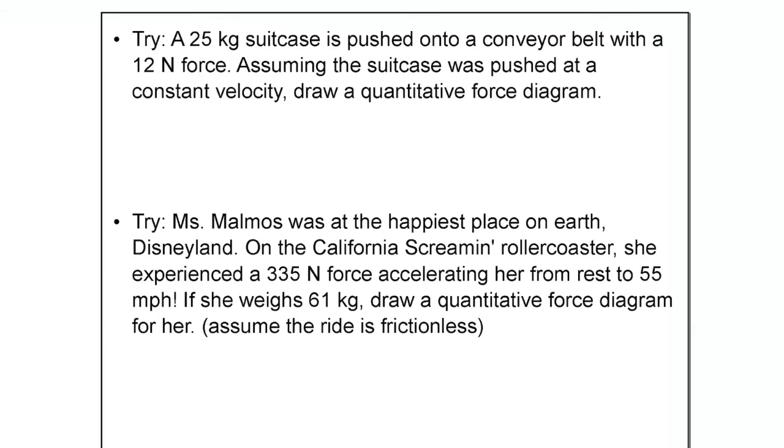So, I'm going to just diagram because I always have to diagram. A 25 kilogram suitcase. That was bad. I'm going to try again. There we go. A 25 kilogram suitcase. It's being pushed onto the conveyor belt with a 12 Newton force. I'm just going to say that way. 12 Newton force. And it is being pushed at a constant velocity. This means it's not accelerating, so all of my forces have to be balanced.